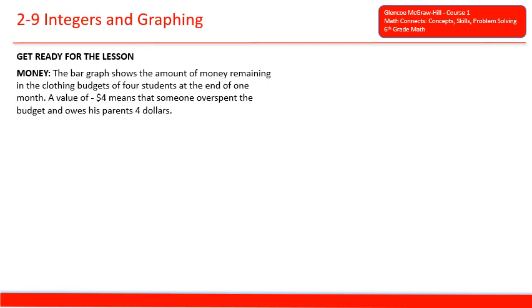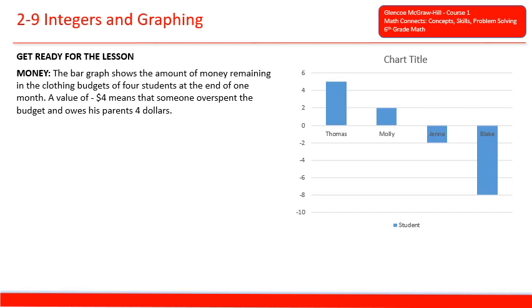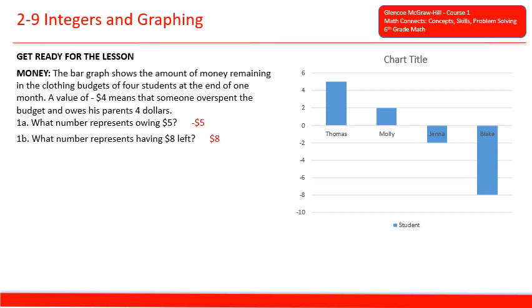The bar graph shows the amount of money remaining in the clothing budgets of 4 students at the end of 1 month. The value of negative $4 means that someone overspent the budget and owes his parents $4. So what number represents owing $5? Negative $5. What number represents having $8 left? $8. Who has the most money left? Thomas. Who owes the most money? Blake.